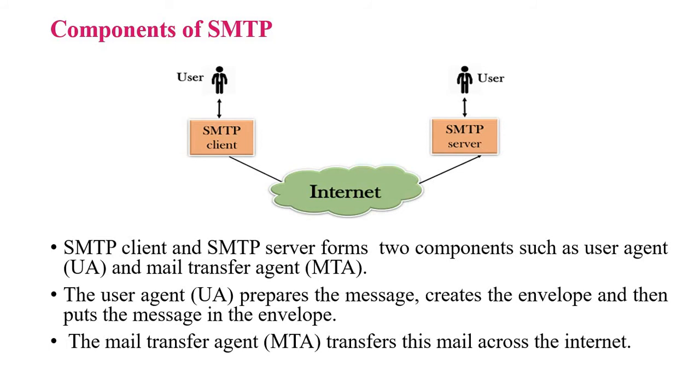Then the main components associated with SMTP are two. One is the user agent, and one is called the mail transfer agent. The user agent prepares the message, creates the envelope, and then puts the message in the envelope. Just like we write a letter and insert the letter in the envelope, then we send it by mentioning the from and to address. And the duty of the mail transfer agent is to transfer the mail across the internet.